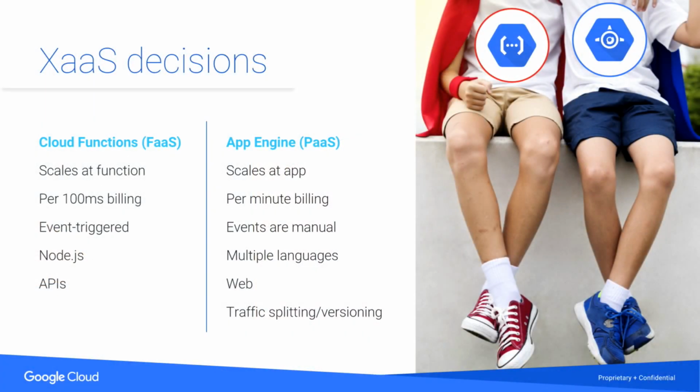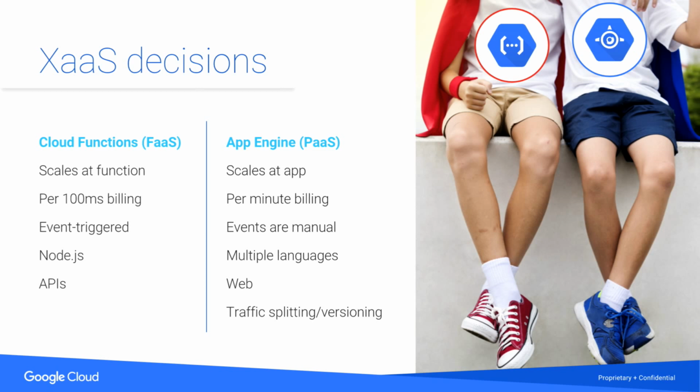So let's think about sort of X as a service decisions. When do I use function as a service, and when do I use platform as a service? Function as a service is really about scaling at a discrete function. App Engine is about scaling at the app level. Function as a service gives you billing at the per 100 millisecond level. App Engine is per minute billing. Cloud Functions are designed to be event triggered, so an event happens and the function runs. App Engine could support events, but you'd have to support those events manually.